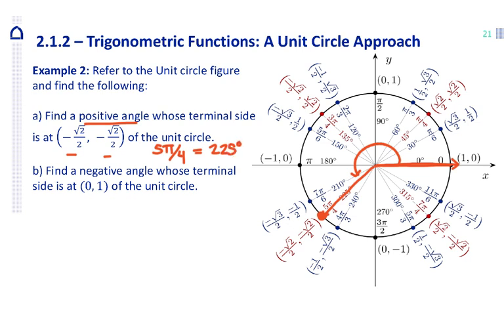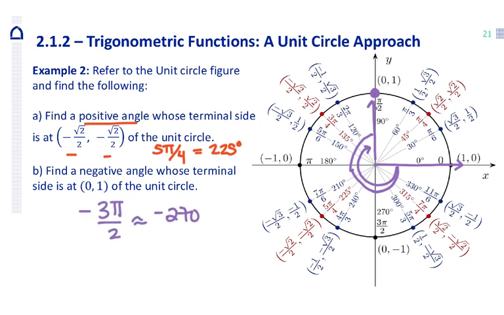All right, next question, it says, find a negative angle whose terminal side is at 0, 1 of the circle. So let's find that point. That's this point right here. And if it's a negative angle, that means it starts at the initial side but goes this direction. So we need a negative angle. So this is negative pi over 2, negative pi, negative 3 pi over 2 would be our angle, which is also equivalent to negative 270 degrees.